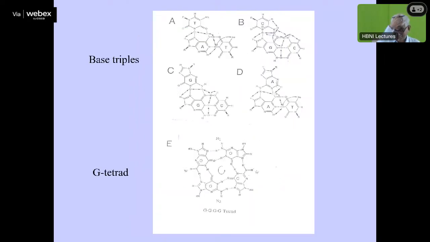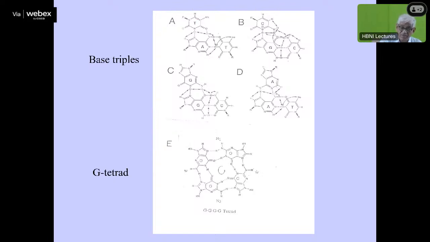How many more do I have? Let me see. Okay, this is almost done. Almost done. So only two more. That's it. After these rules, you can also have what are called base triples. Base triples, you have the base pair.